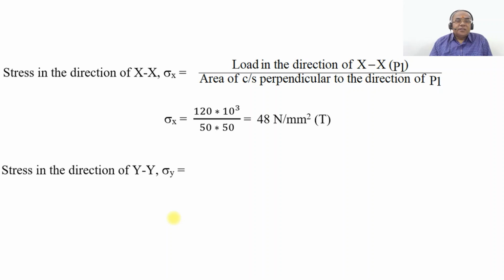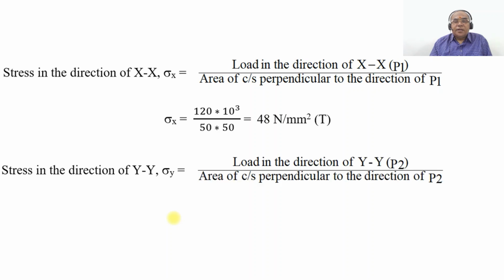Then again, stress in the direction of y, sigma y, is the load in the direction of y, which is P2, divided by the area of cross section perpendicular to the direction of P2. The load in the direction of y, which is P2, will be 600 kilonewton, that is 600 into 10 to the power of 3 or 6 into 10 to the power of 5, perpendicular to the direction of P2, which will be 600 into 50. On simplification, you are going to get it as 20 Newton per mm square, which is compressive stress.